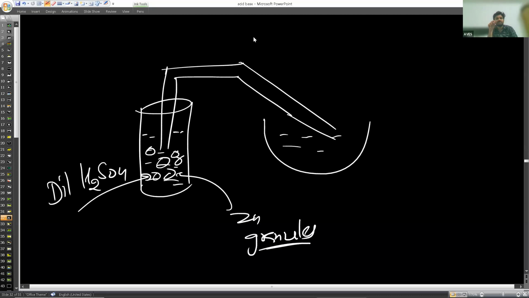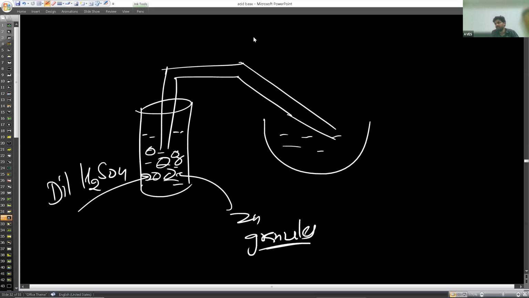And the question comes in the examination that if we replace the zinc granules with copper granules, then what would happen? Same reaction. It will react the same way as the zinc granules. If you take copper instead of zinc, it will react the same.